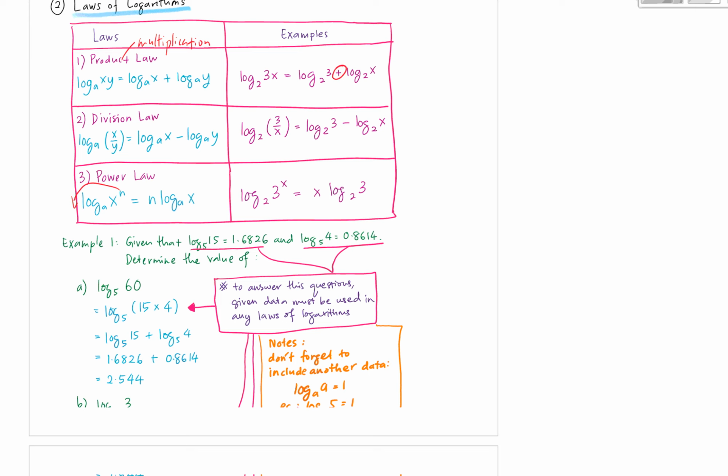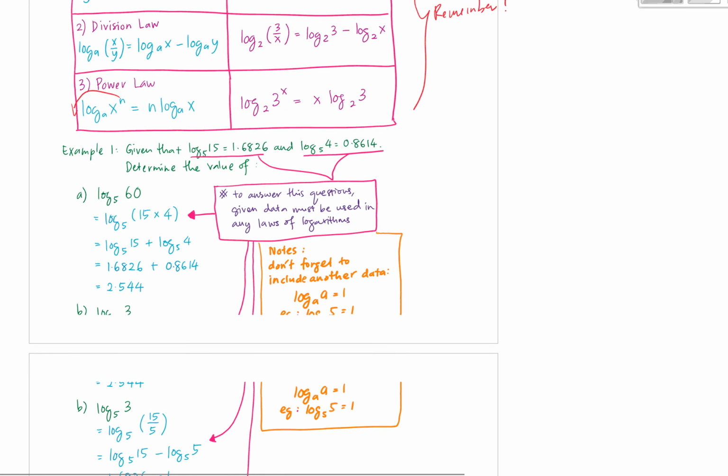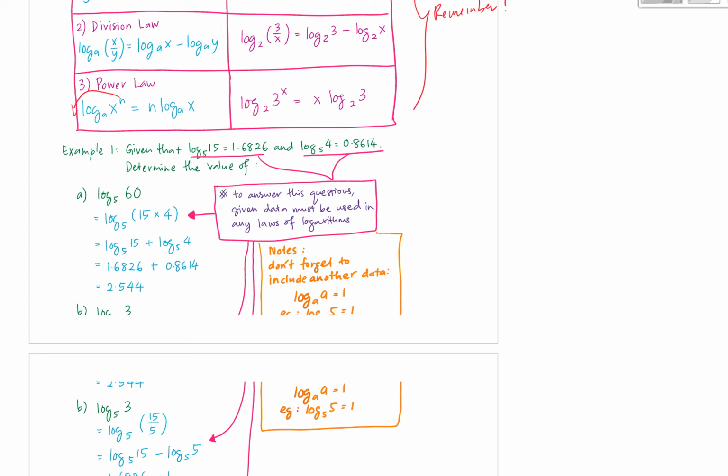So, you must remember the laws of logarithm because you will definitely need to use them. For example, given that log 5 of 15 equals 1.6826 and log 5 of 4 equals 0.8614, determine the value of log 5 of 60. So, to answer this question, you must use the given logs. These are what you use to answer this question.